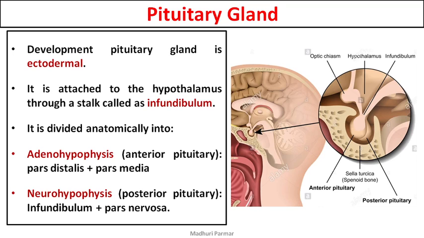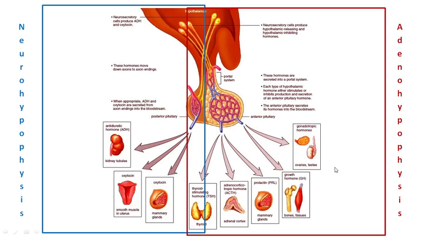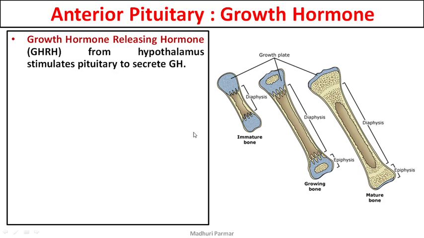The neurohypophysis, or posterior pituitary, which is also known as pars nervosa, is the second lobe of your pituitary. Clear? Chalo. So this is the portal system we just saw, and these are the different hormones. The anterior pituitary secretes all of these, and the posterior pituitary will be secreting ADH as well as oxytocin. Let us start with your anterior pituitary, and the first hormone we will talk about is growth hormone.